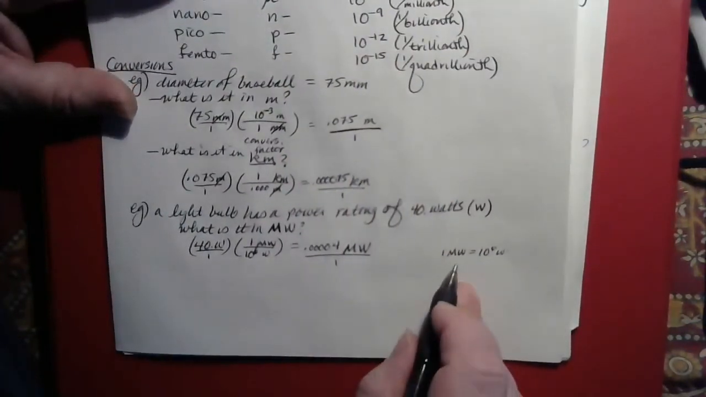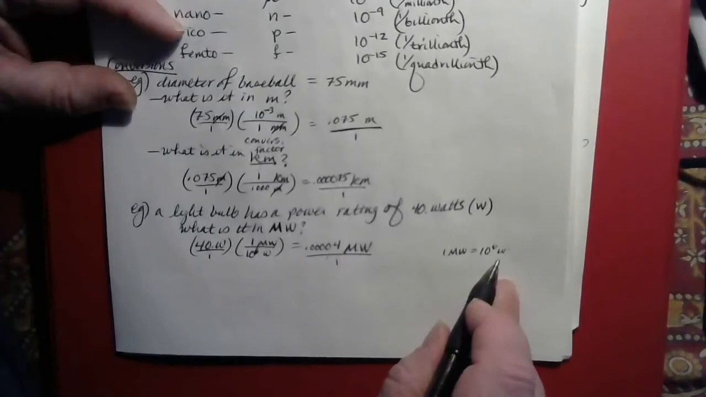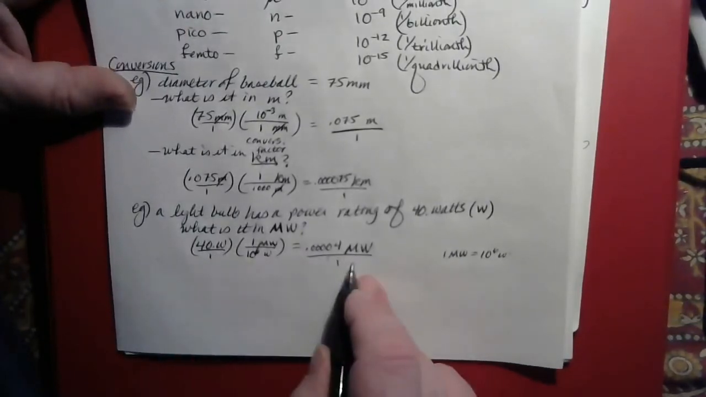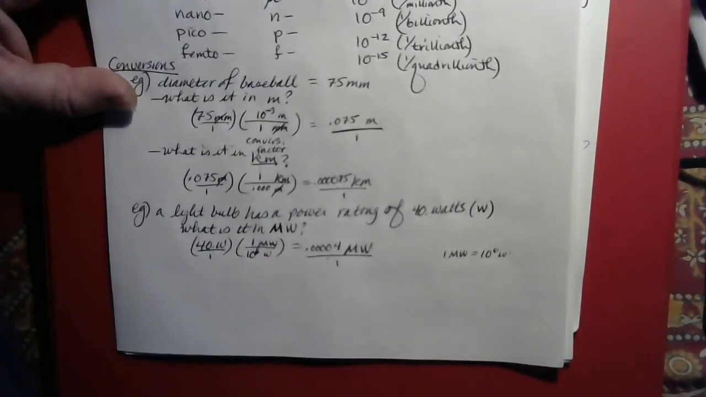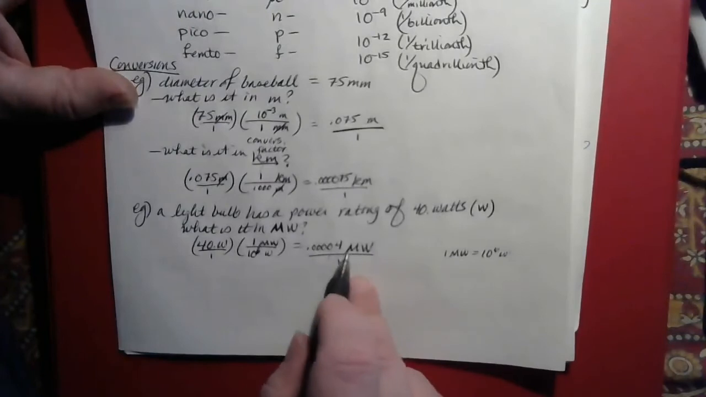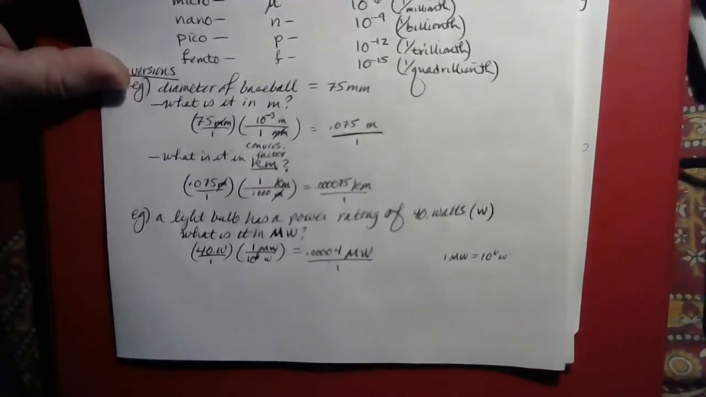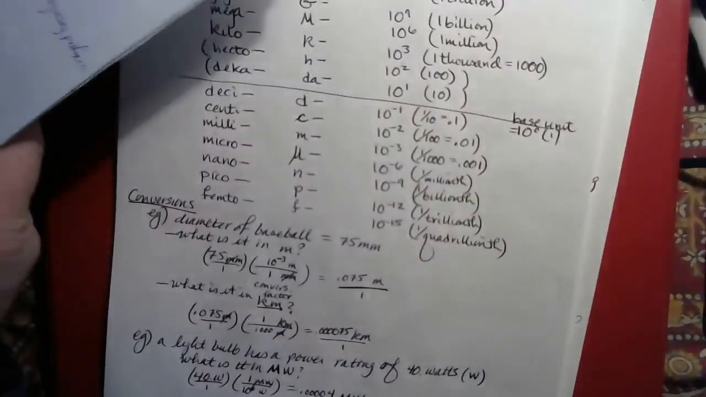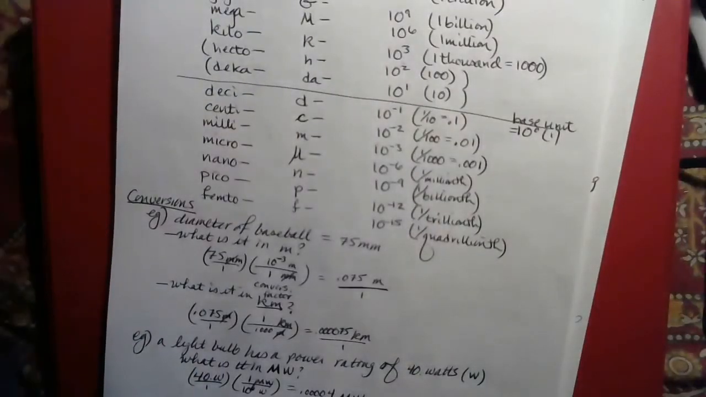Again, megawatts are bigger than watts. So the unit got bigger, started with watts, ended up with megawatts. The number should get smaller. And it definitely got smaller. Okay, so that's just a quick example of unit conversions with metric prefixes.